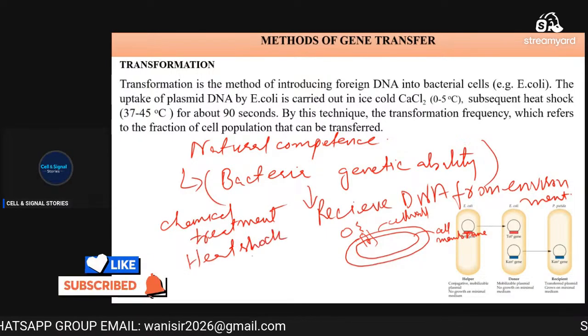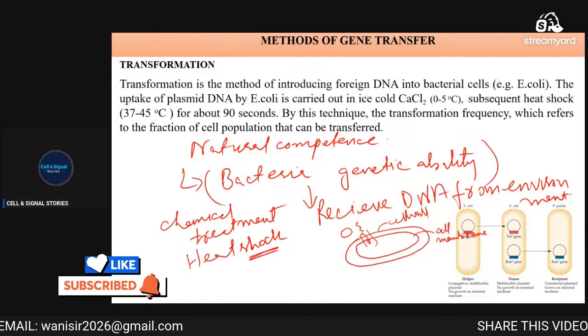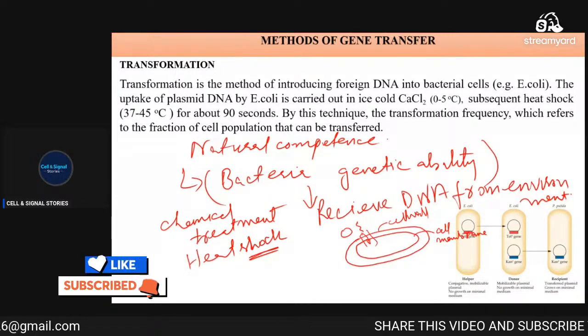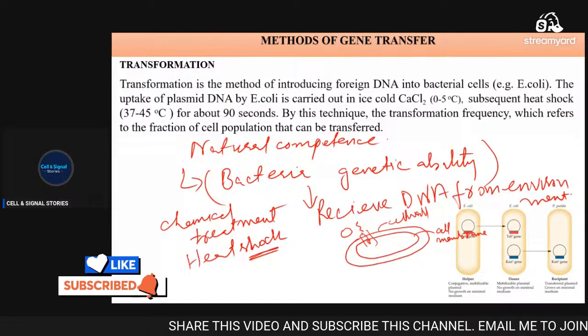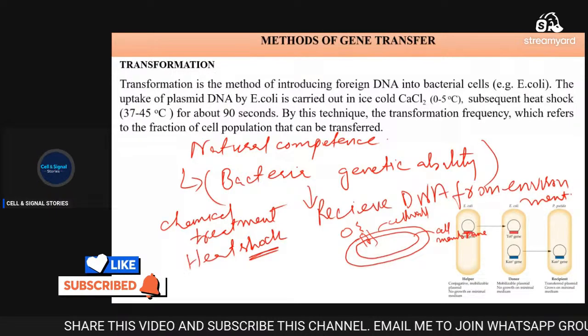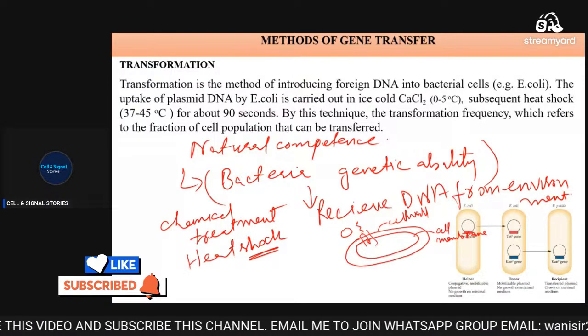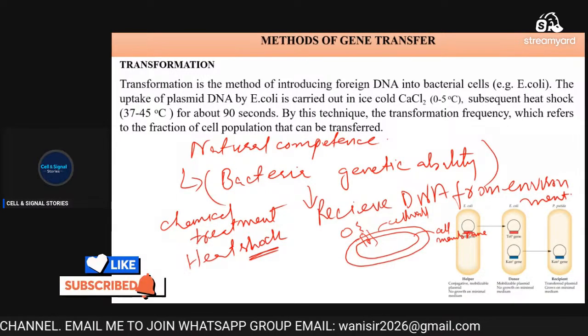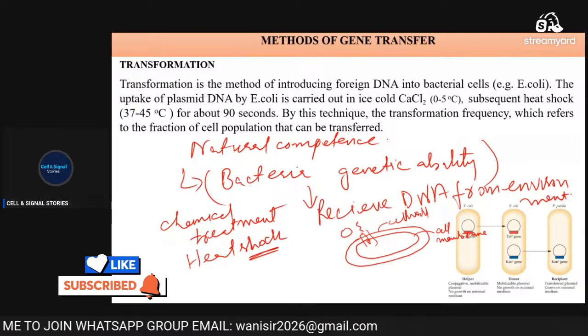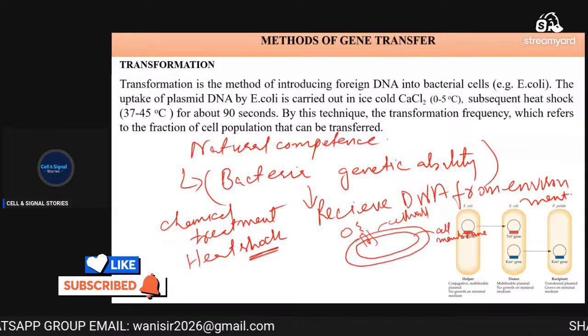We will give the heat shock, followed by heat shock. So bacteria can also be made competent by chemical treatment and heat shock. Natural competence dates back to 1928, when Griffith discovered that heat-killed cells of the pathogenic bacteria would transform the non-pathogenic cells into the pathogenic type.